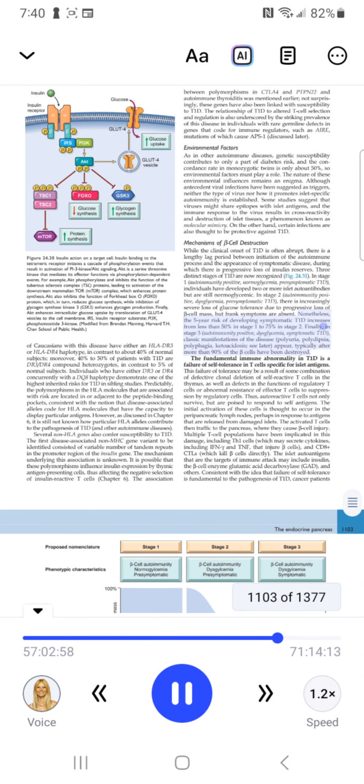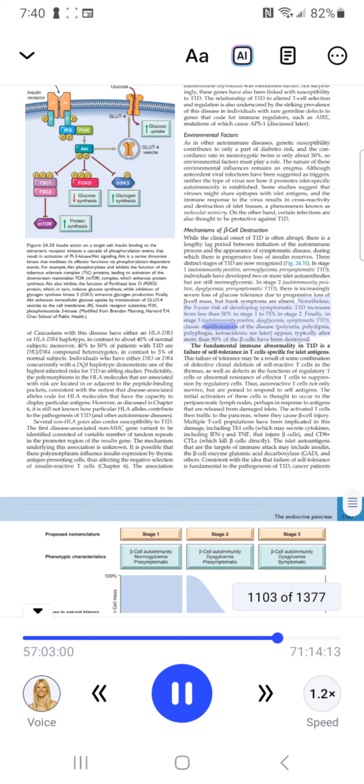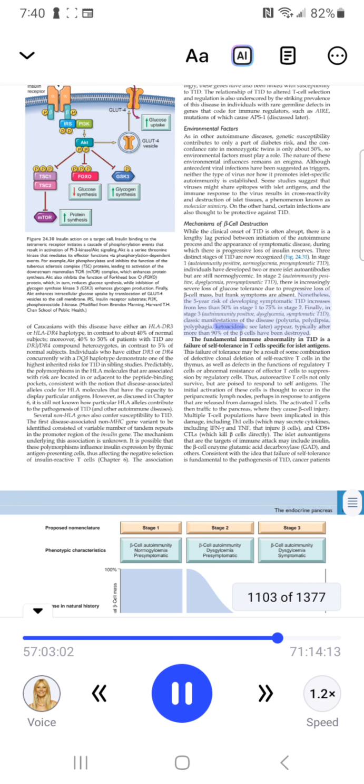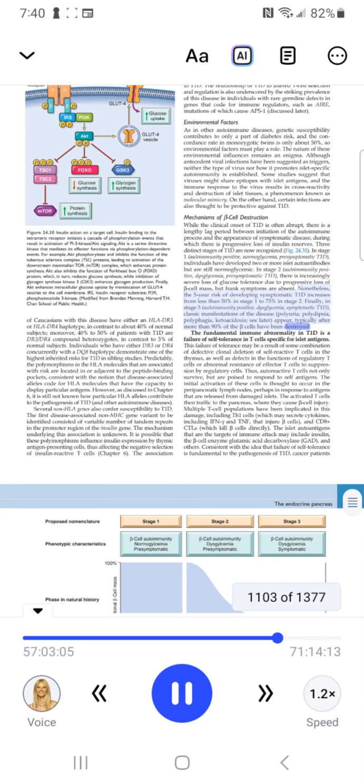Finally, in stage 3, autoimmunity positive, dysglycemia, symptomatic T1D, classic manifestations of the disease, polyuria, polydipsia, polyphagia, ketoacidosis, see later, appear, typically after more than 90% of the beta cells have been destroyed.